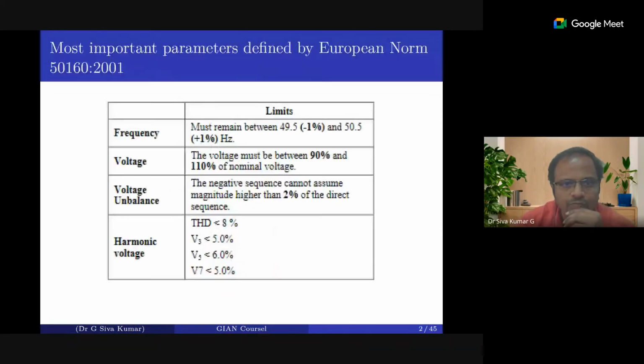These are some of the European norms with respect to the voltage. The voltage must be between 90% and 110% of nominal voltage, the voltage unbalance to be 2%, and the harmonics in the voltage: V3 of 5%, V5 of 6%, and V7 of 5%. And for the 50 hertz frequency, you have a variation of plus or minus 1%.